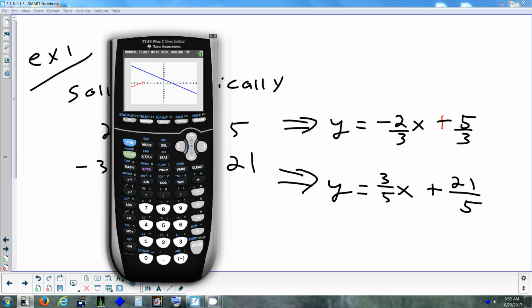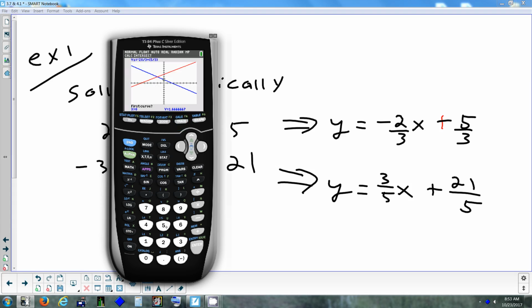Okay, hit graph. And clearly these are not parallel lines, the slopes are different. So they're going to intersect in exactly one spot. And can someone remind me the steps on the calculator to find intersection? Yeah? Second calc.